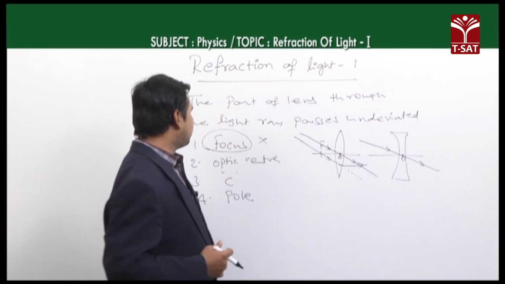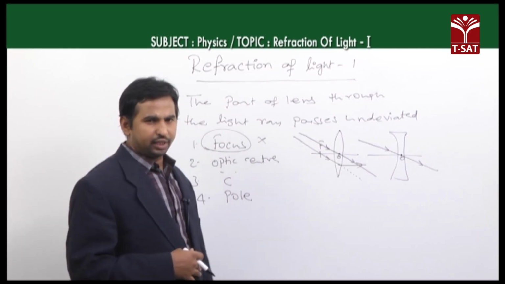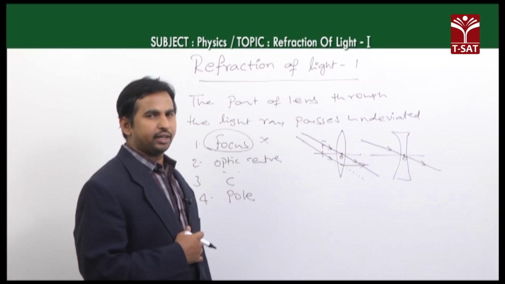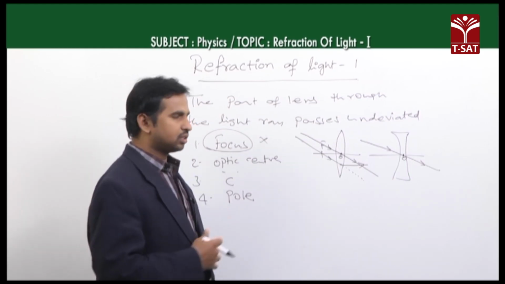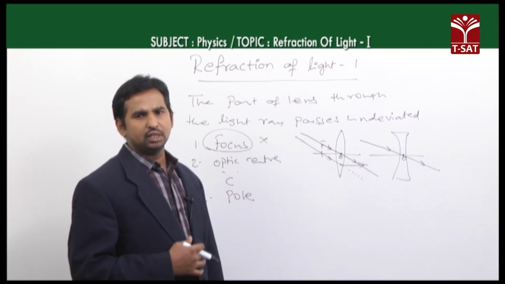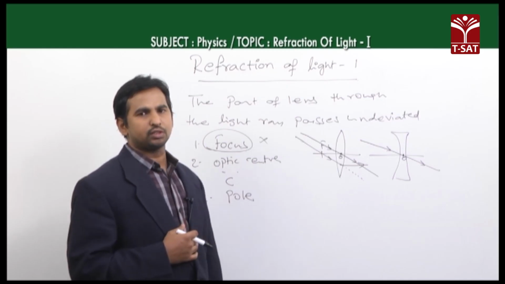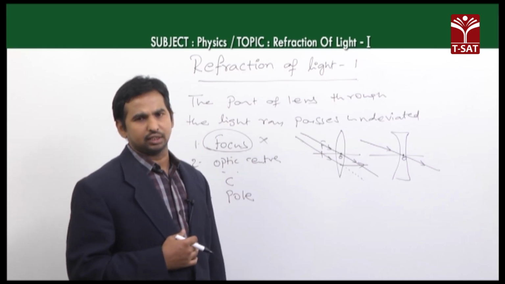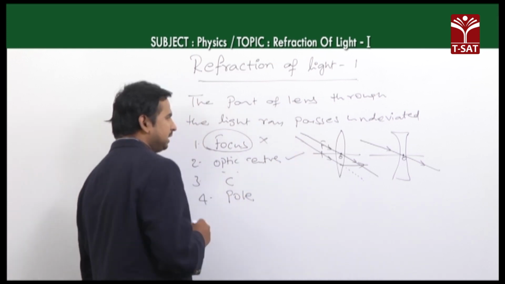Now, according to the given question, the part of the lens through which the light ray passes undeviated means, in this case, when the light ray passes through the optic center. The light ray passes without any change in its path, which means no refraction takes place when the light ray is passing through the optic center. So that is why the correct option is optic center.